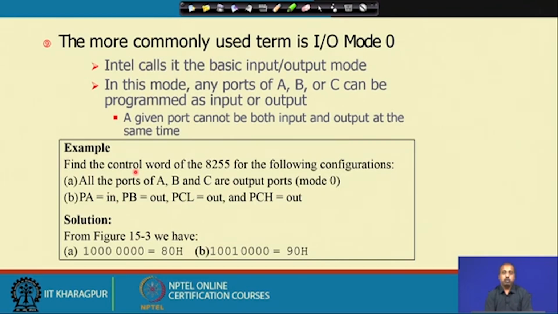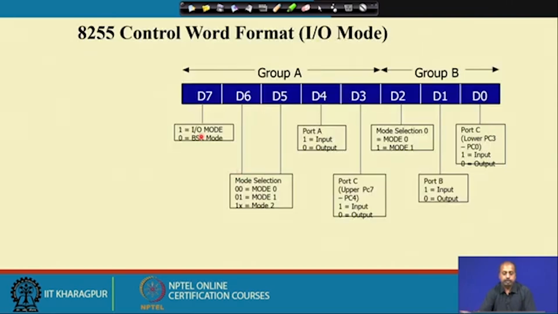In this mode, all ports of A, B and C can be programmed as input or output, and a given port cannot be both input and output at the same time. So, this is an example. Suppose we want all ports of A, B, C to be in output mode. In this case, all ports of A, B, C are in output mode and in mode 0, so you can see in the previous setting, I want IO mode. So, this bit should be 1, and then it is mode 0.